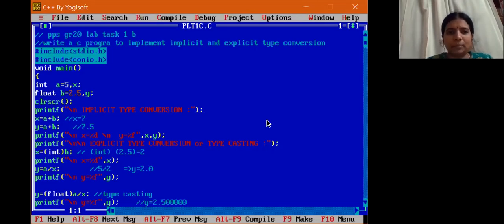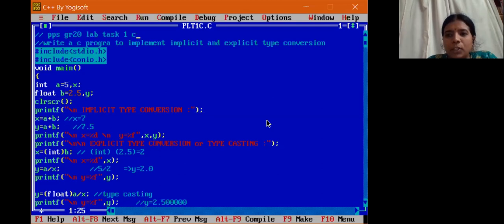Hello, welcome. In this part of the video lecture, in the subject Programming for Problem Solving Lab, we will today see the implicit and explicit type conversion implementation, that is Lab Task 1C. Lab Task 1C is all about implementing implicit and explicit conversion.